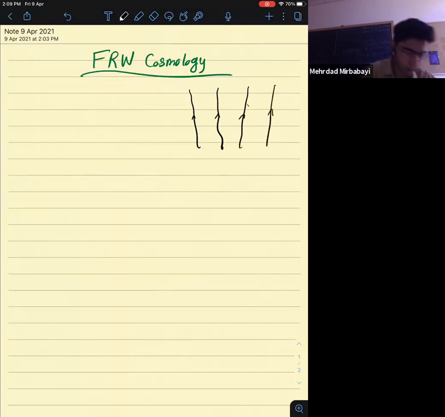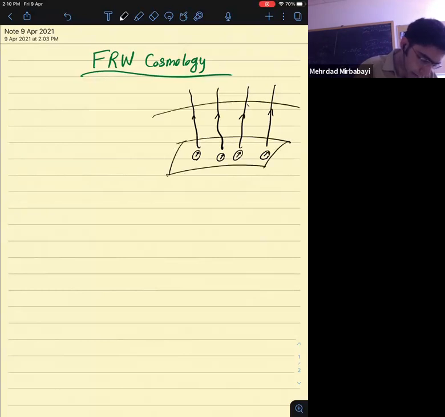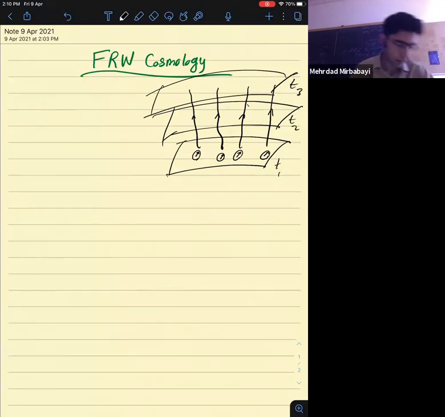experience the same history, and therefore there will be some preferred time slices measured by the clock of these observers. So we imagine they have clocks. They measure time, and at some point they synchronize their times. And then there will be preferred time slices at constant values of their times.